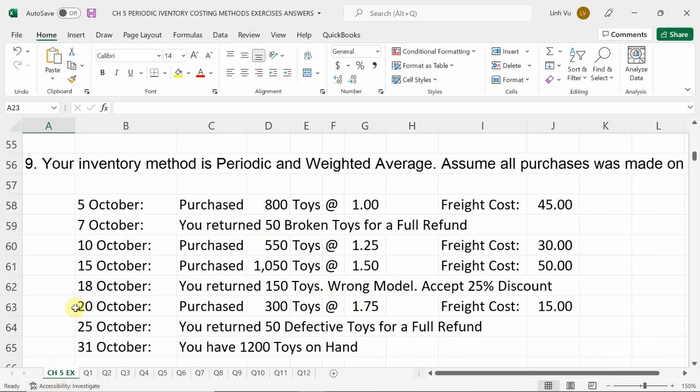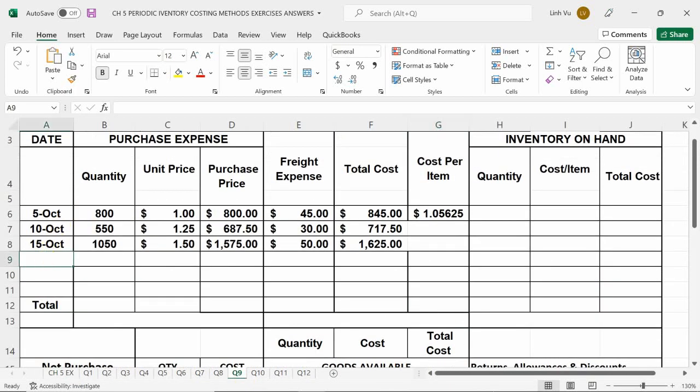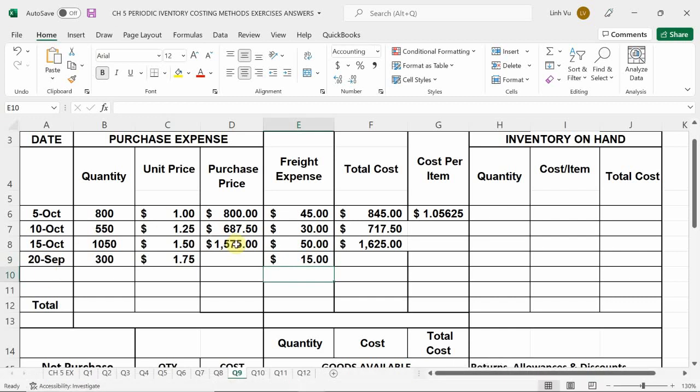Next, on October 20th, we end up purchasing 300 toys at $1.75 with a freight of $15. Purchase 300 at $1.75 with a freight of $15. So in this case, what's my total purchase price here? $5.25. $5.25 plus 15, $5.40. Okay.